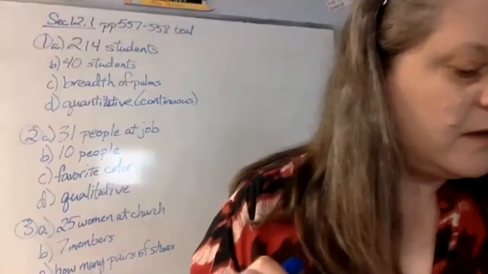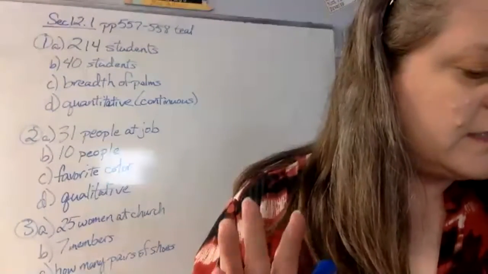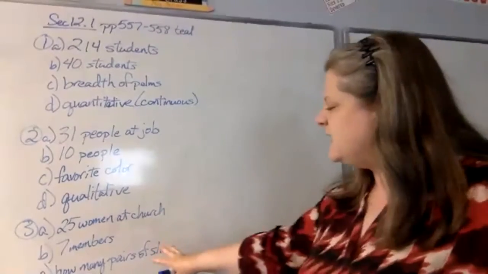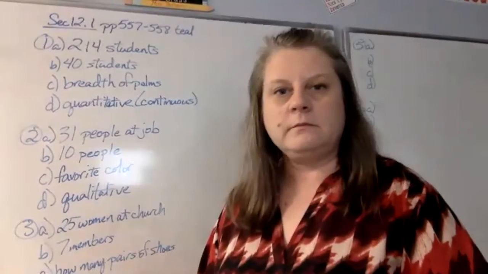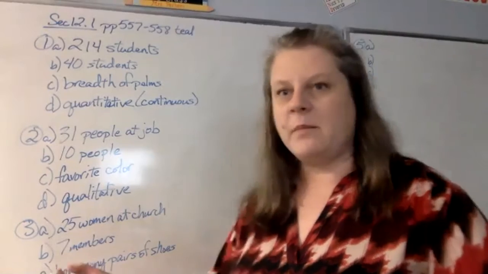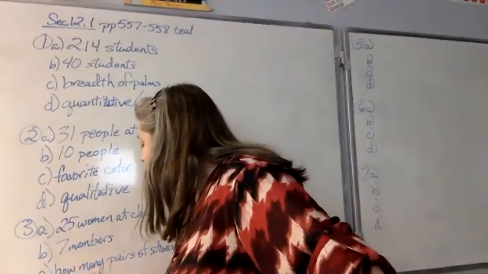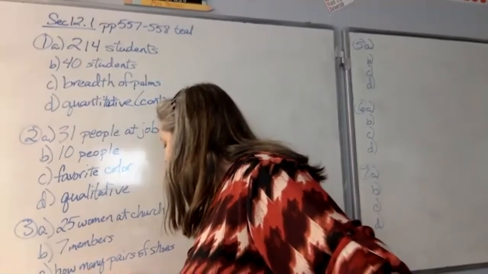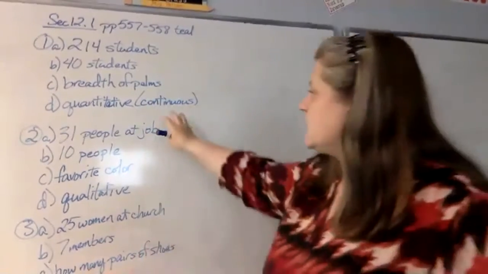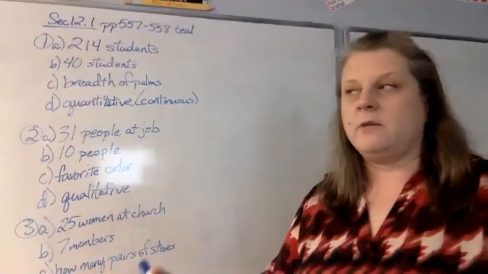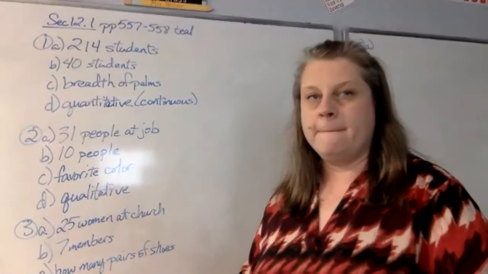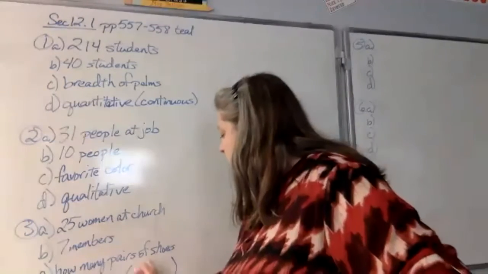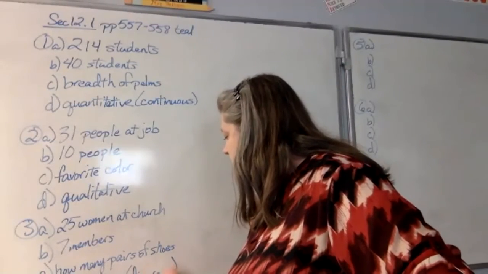But anyway. And then part D, is it quantitative or qualitative? Is it dealing with numbers? Yes. Yeah, how many pairs? So that means it's quantitative. Now, is it going to be measured where it's continuous, or is it going to be counted where it's discrete? Discrete. Okay, good. It's counted, so it's going to be discrete.